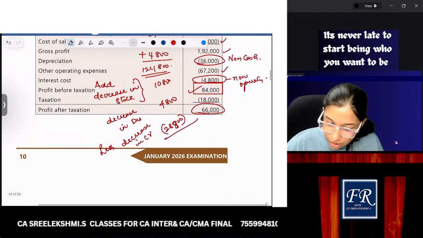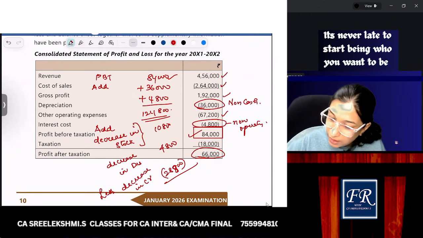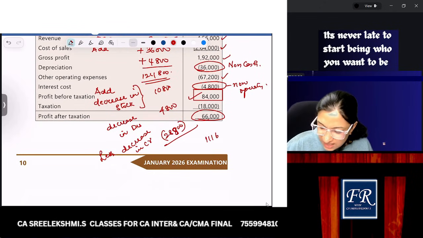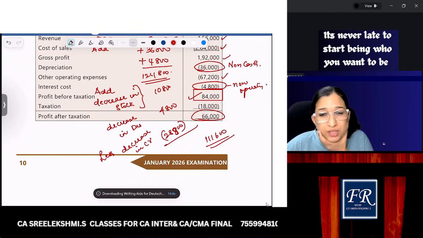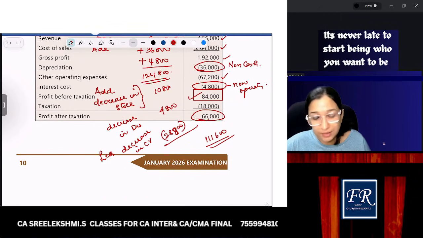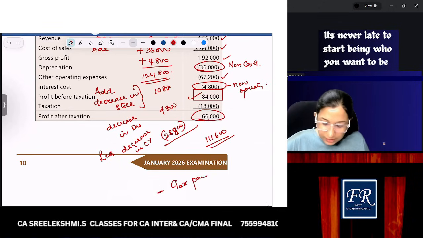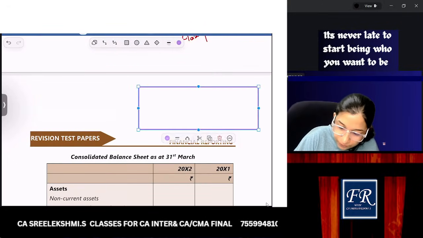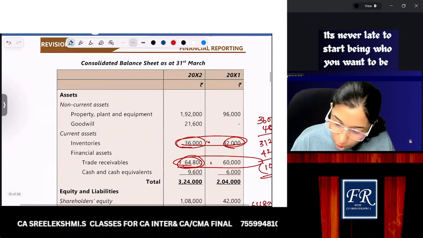So cash generated from operations will be 84,000 plus 36,000 plus 4,800 plus 10,800 plus 4,800 minus 28,800. It is 1,11,600. Cash generated from operations is 1,11,600. From that I need to deduct income tax paid. How much is income tax paid? To find out income tax paid, what should I do? There is the opening provision for tax.